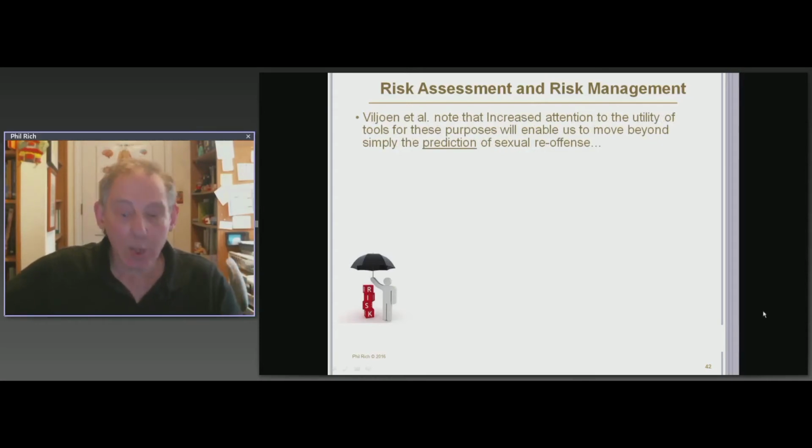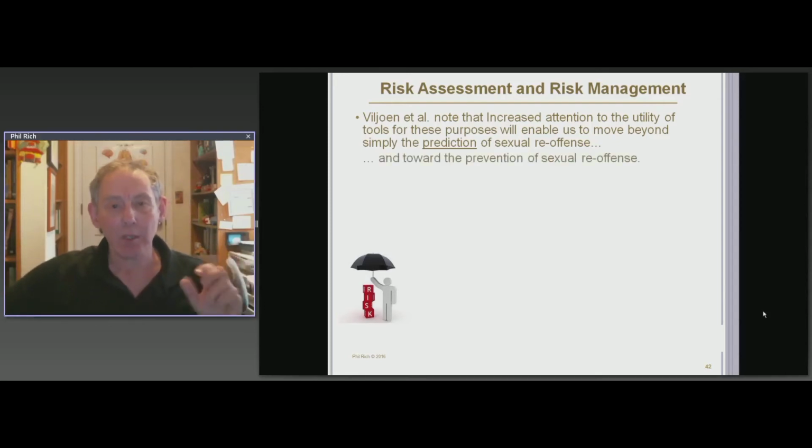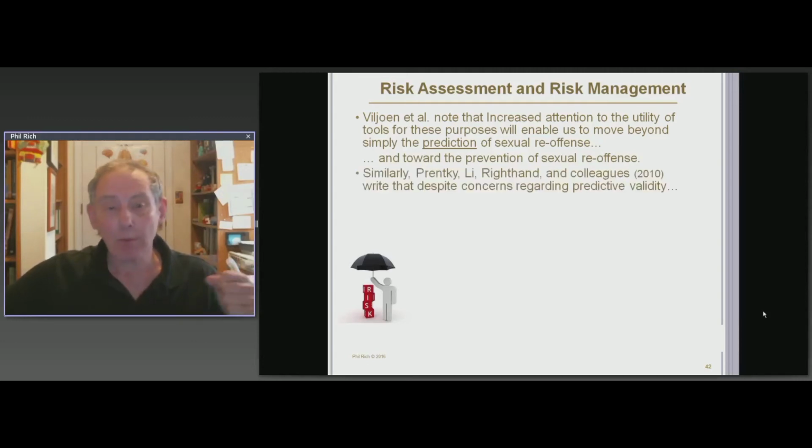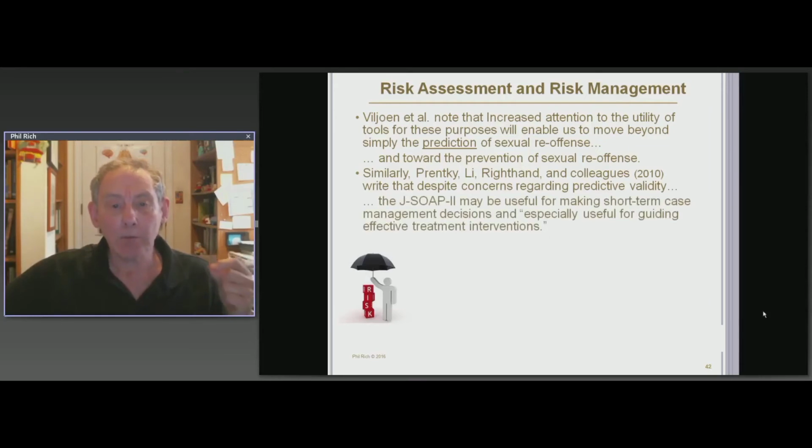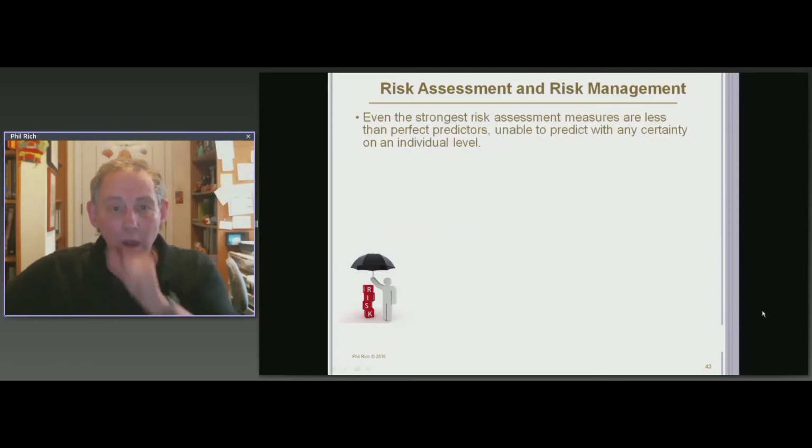Increased attention to the utility of these tools for that purpose will allow us to move beyond just trying to predict offense and move towards trying to prevent reoffense. Here's Robert Prentky and his colleagues, the J-SOAP folks. They write similarly, despite concerns in the literature regarding predictive validity, the J-SOAP may be most useful for making short-term case management decisions, especially for guiding effective treatment interventions.